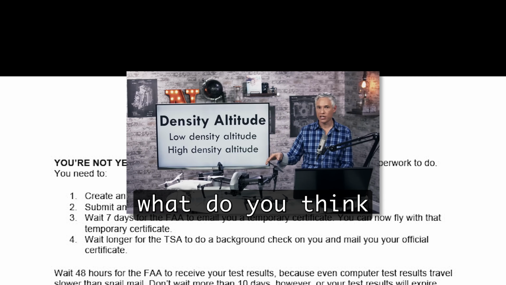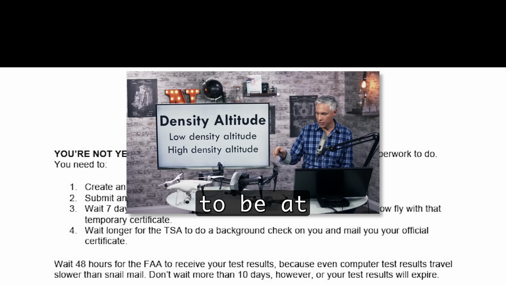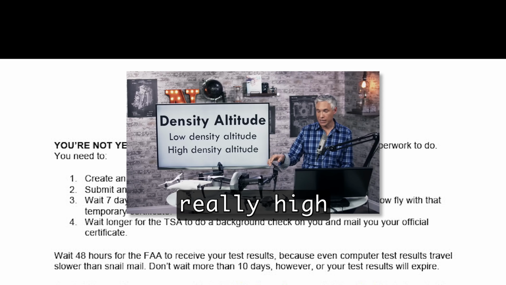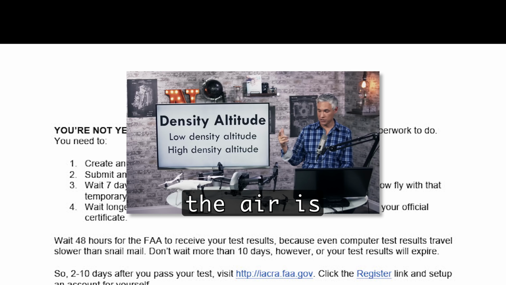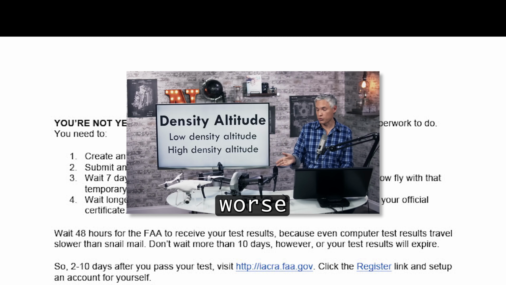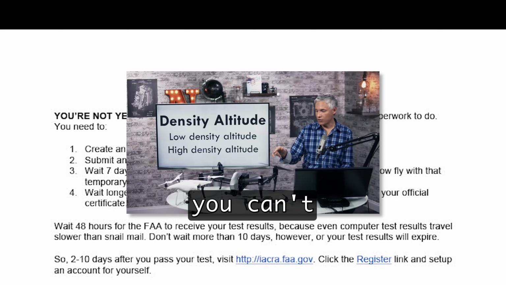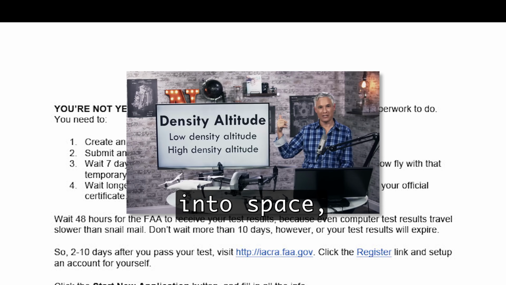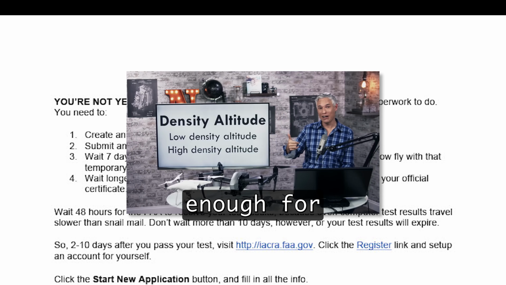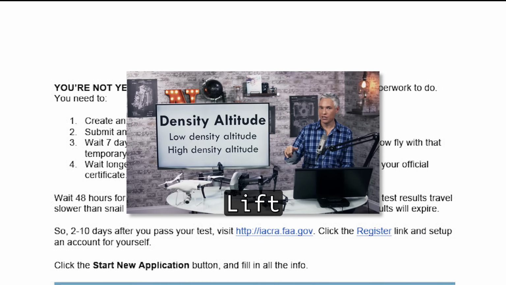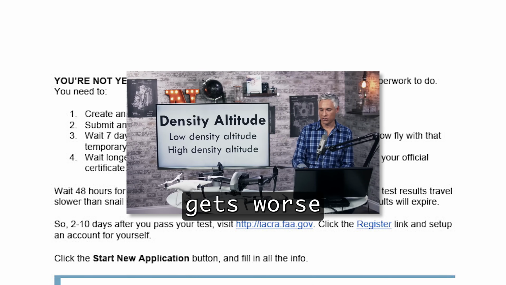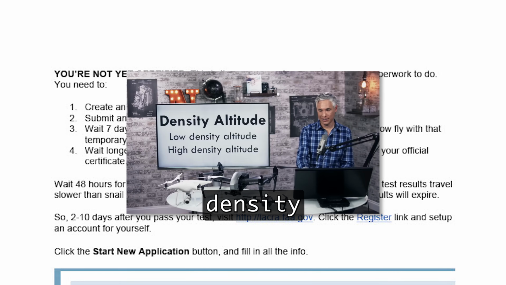So what do you think the performance of your prop is going to be at really high altitudes? Do you think it's going to have better performance at high altitudes where the air is thin, or worse performance? It's going to have worse performance, right? That's why you can't just fly your drone straight up into space, because at some point it would get high enough where the air would be so thin that it couldn't spin fast enough and it couldn't get enough lift. Air gets thinner, performance gets worse at high density altitudes.